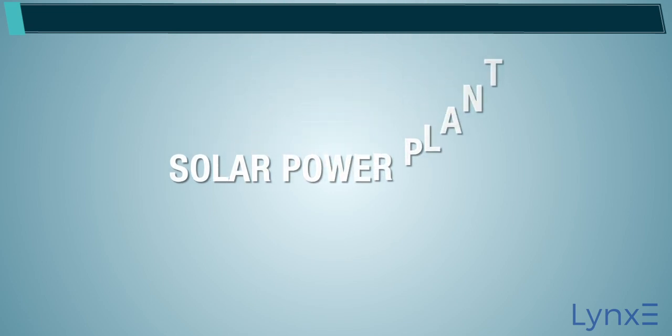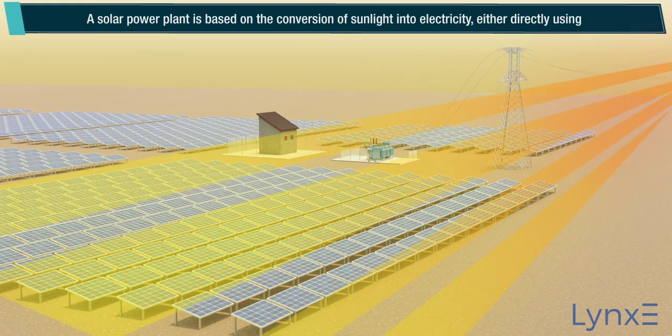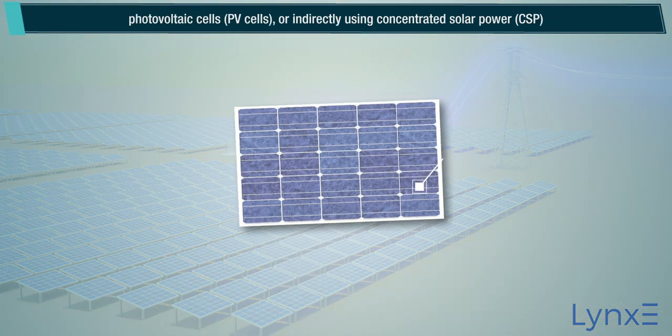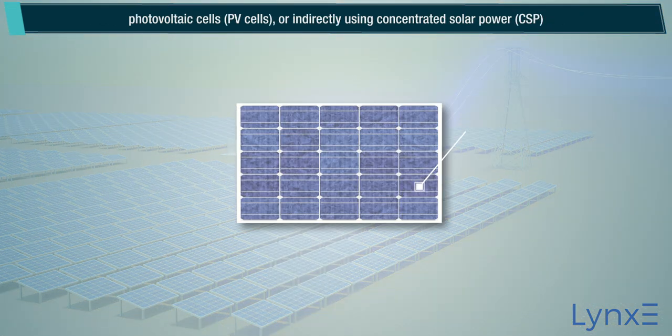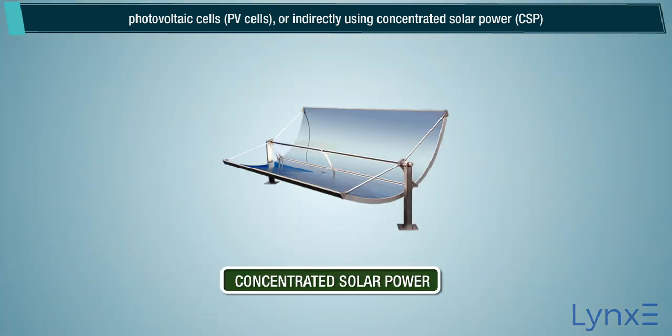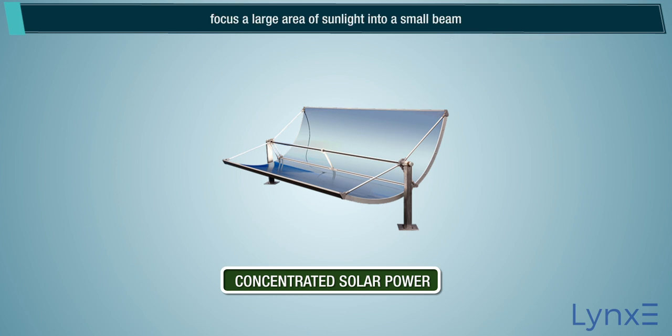Solar power plant. A solar power plant is based on the conversion of sunlight into electricity, either directly using photovoltaic cells, PV cells, or indirectly using concentrated solar power, CSP.